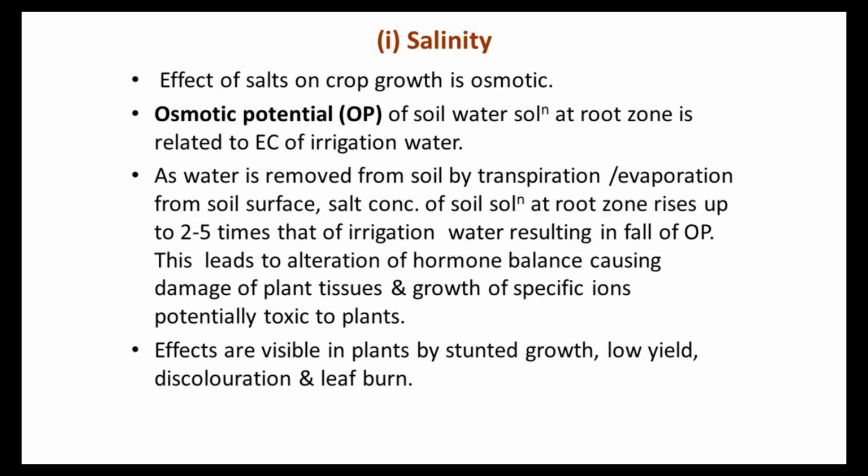This fall of osmotic pressure leads to alteration of hormone balance, causing damage to plant tissues and growth of specific ions potentially toxic to plants and their yields. These effects are also visible in plants as stunted growth, low yield, discoloration of the plants, or even leaf burn at the margin or at the top.